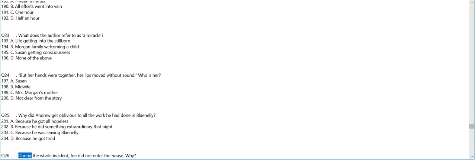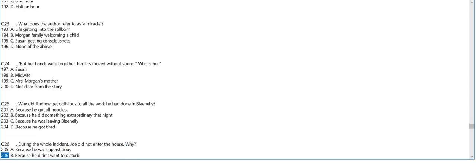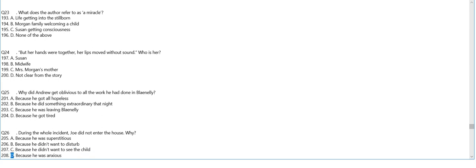Q26. During the whole incident, Joe did not enter the house. Why? A. Because he was superstitious. B. Because he didn't want to disturb. C. Because he didn't want to see the child. D. Because he was anxious.